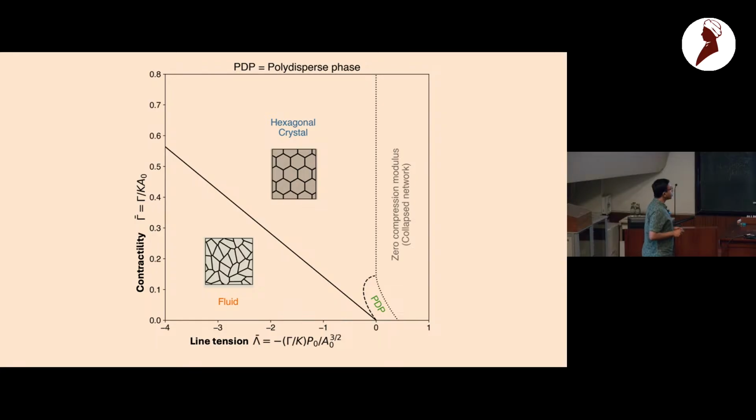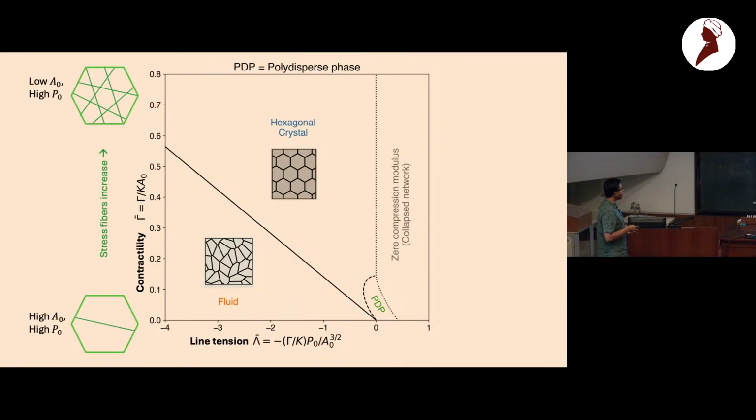Okay? So the question that now comes is, how do we relate this to something that can be measured in experiments? Okay? Through repeated observation, what we have found is that contractility is related to the presence of stress fibers in this system. Okay? Stress fibers are long, fibrous actin filaments that are present throughout the cell. And the line tension is related to what is called the cortical actin or the junctional actin that is present in the cell. Okay? So if you have higher line tension, it means you have higher junctional actin, which implies you have high A0 and low P0.